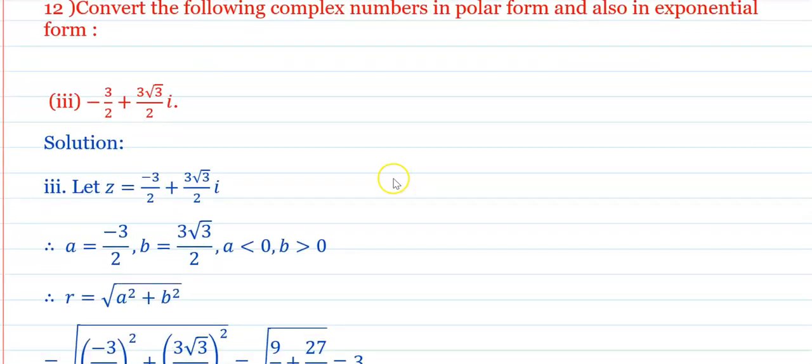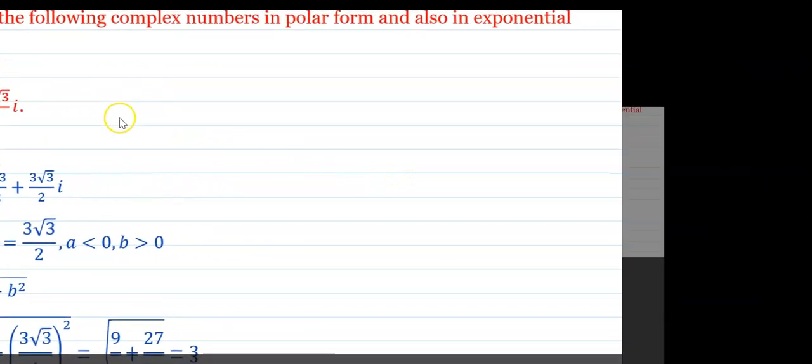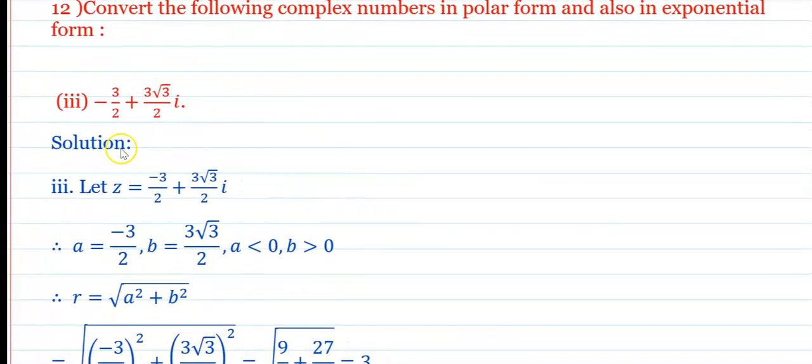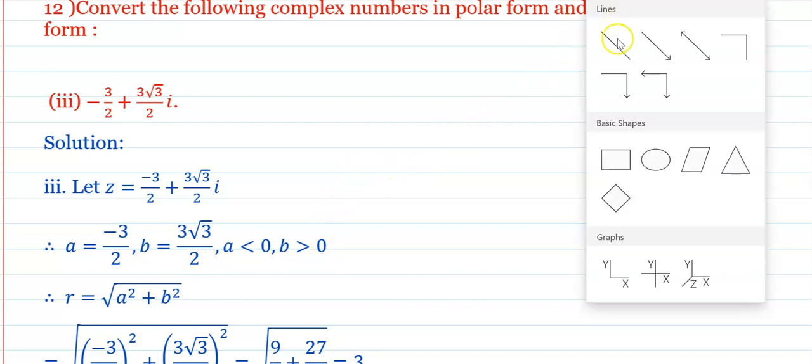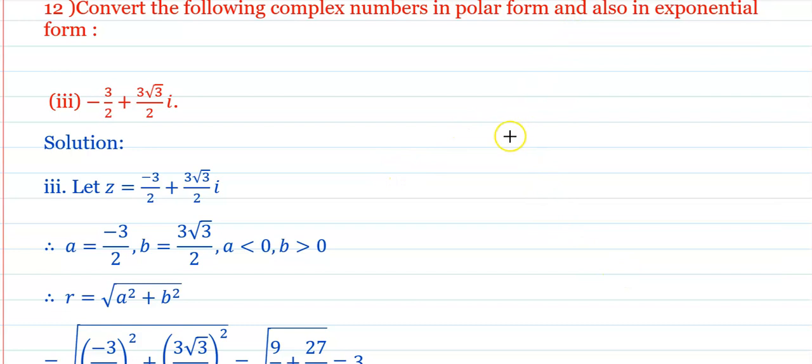Now the third one. Again, convert this into polar and exponential form. Z is equal to minus 3 by 2 plus 3 root 3 upon 2 into i. A is equal to minus 3 by 2. B is equal to 3 root 3 upon 2. A is negative, b is positive. It means that the given point lies in the second quadrant.